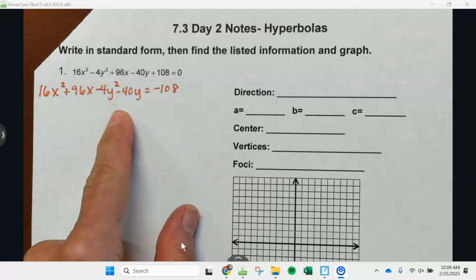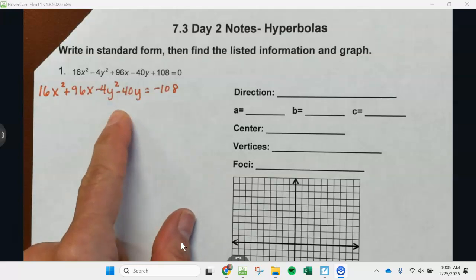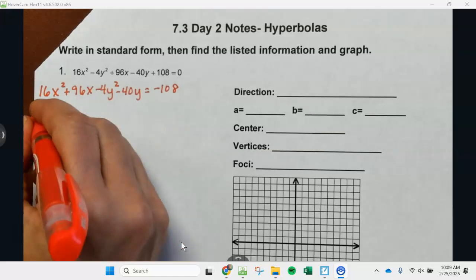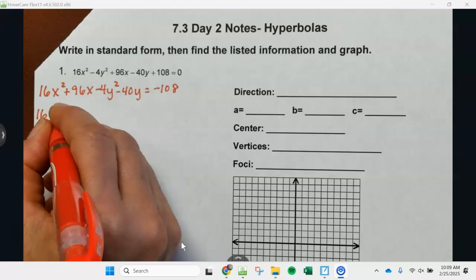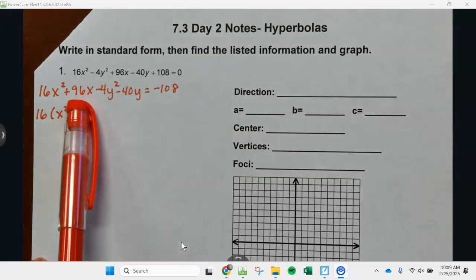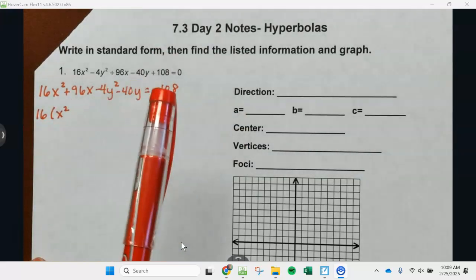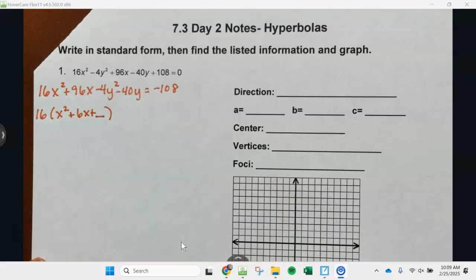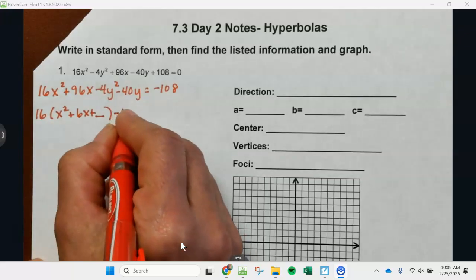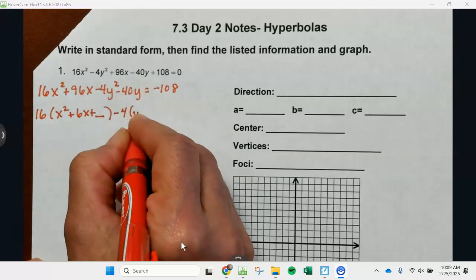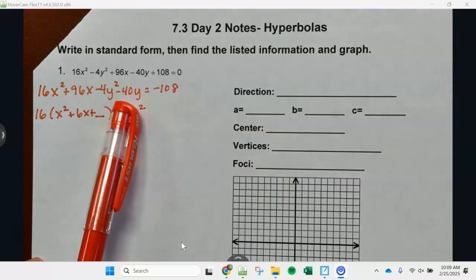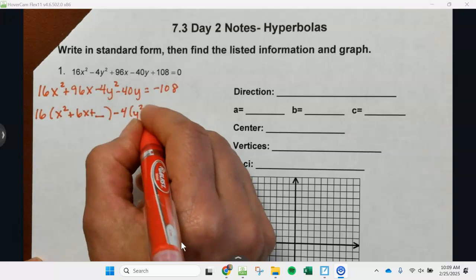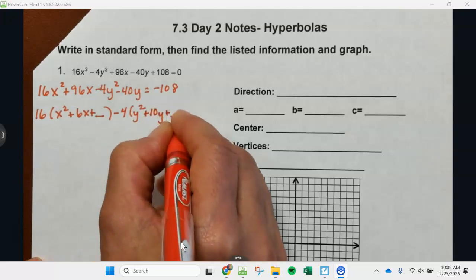I'm going to factor out a negative 4 from the y's. And y'all, when we factor out a negative, the signs change. So be mindful. So taking that 16 out, that's going to be x squared. Y'all, 96 divided by 16 is just 6. So plus 6x. Now I'm ready for a blank. I'm going to factor out that negative 4. That y squared term is now positive. Negative 40y divided by negative 4 is positive 10. So plus 10y, ready for a blank.